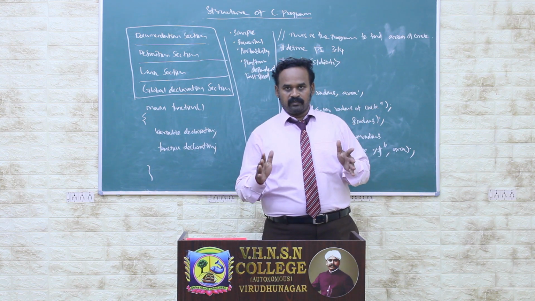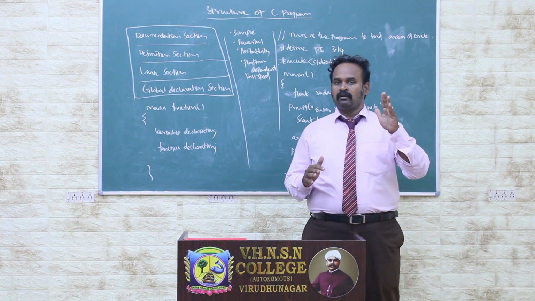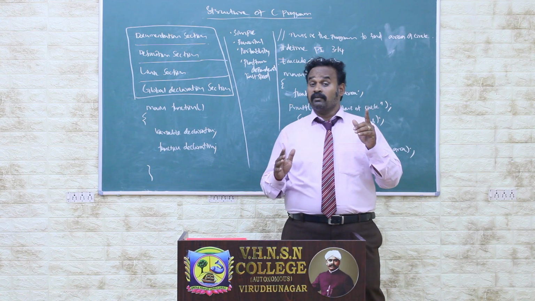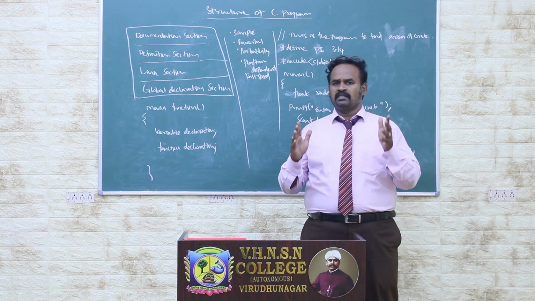Structure of C programs. What is C? C language is one of the powerful languages. It was developed by Dennis Ritchie in 1972. Okay. Next, what are the features of C language?